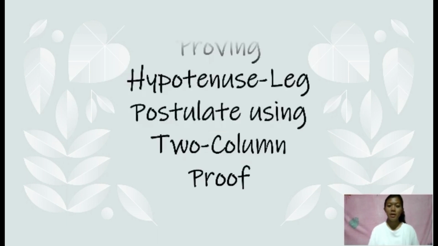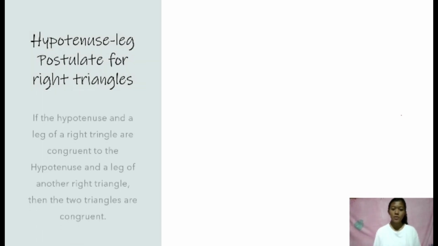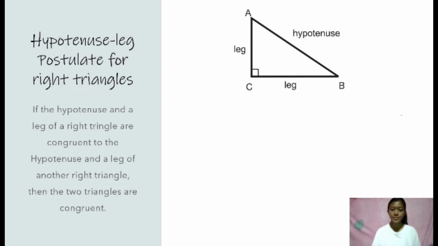So good day everyone. My report is about proving the hypotenuse leg postulate using a two-column proof. So what is the hypotenuse leg postulate for right triangles? If the hypotenuse and a leg of a right triangle are congruent to the hypotenuse and a leg of another right triangle, then the two triangles are congruent.